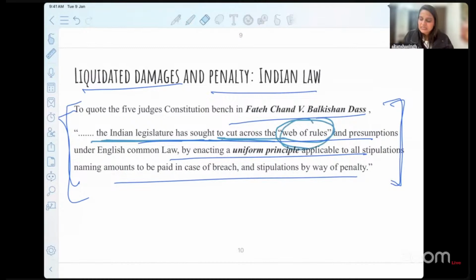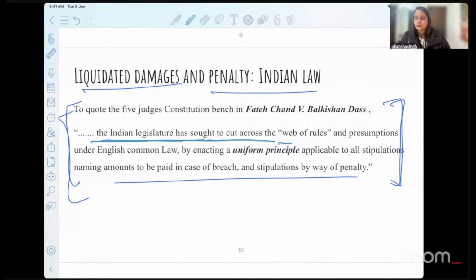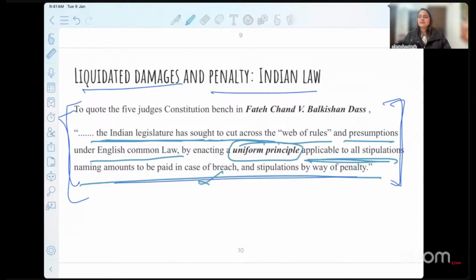So these web of rules that are there, we have tried to let go of them. The Indian legislature has sought to cut across the web of rules and presumptions under the English common law by enacting a uniform principle applicable to all stipulations, whether it is a stipulation by way of penalty or any other amount that is liquidated damages.